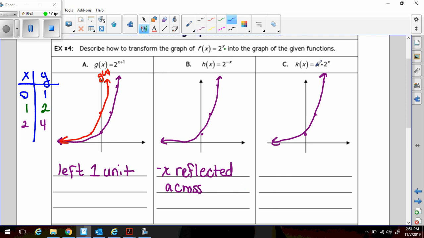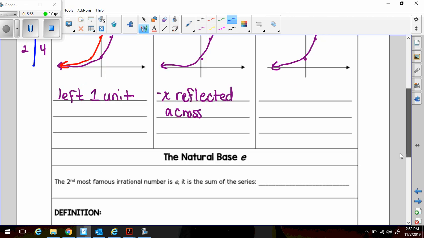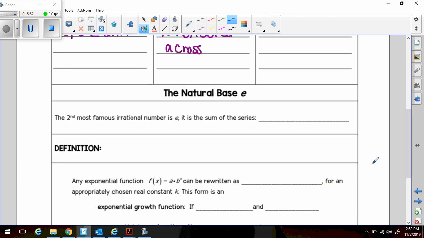Part C, those four in front of it, how does that change? I want you guys to tell me. Does it shift it up or down, or does it move it left or right? What happens? Does it make it grow quicker? How much quicker? Alrighty, we're going to go on to E.